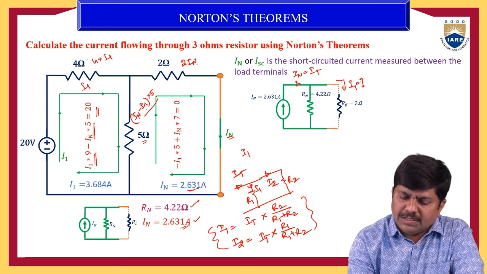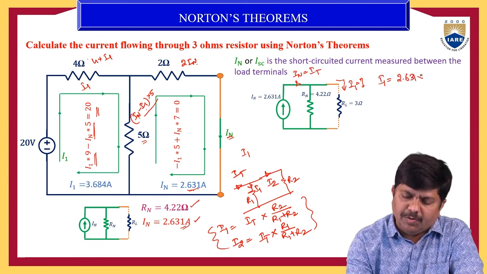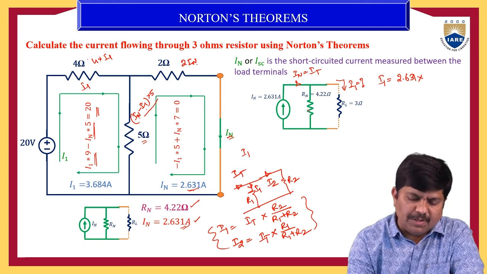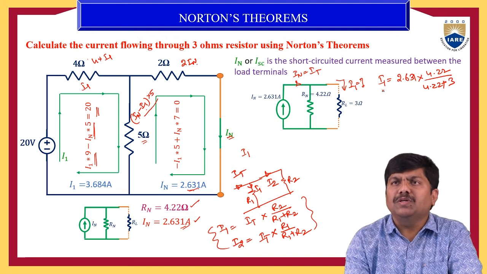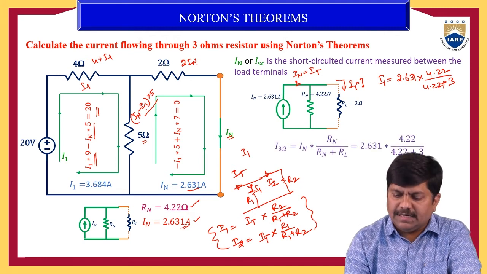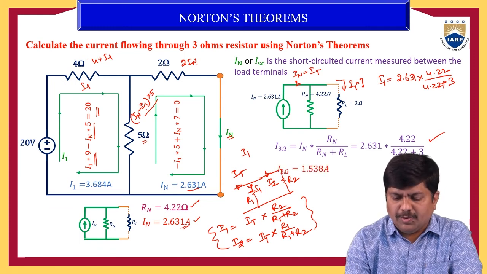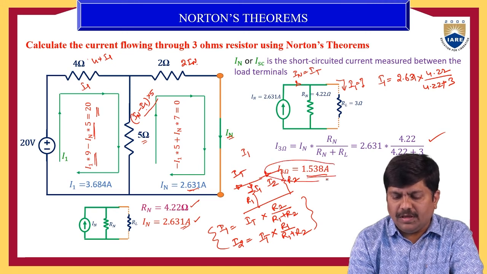So the current through RL is I1, which equals the total current 2.631 into the opposite side resistance, that is RN, 4.22, divided by 4.22 plus 3 ohm. Like this, we achieve the I1 current. Simplifying this value, we get the I3 value, that is 1.53 amps of current.